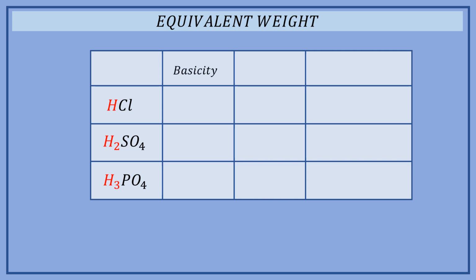Okay, so the basicity of HCl is 1, the basicity of H2SO4 is 2, and for H3PO4 is 3. This information tells us how many moles of H plus ions will be furnished from 1 mole of the respective acid. So 1 mole of HCl will furnish 1 mole of H plus ions. 1 mole of H2SO4 will furnish 2 moles of H plus ions, whereas 1 mole of H3PO4 will furnish 3 moles of H plus ions.